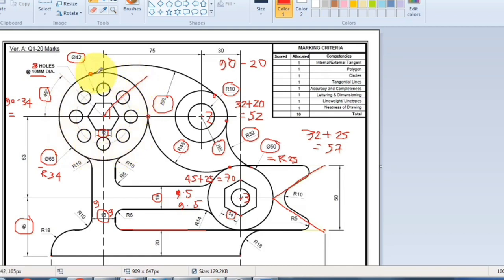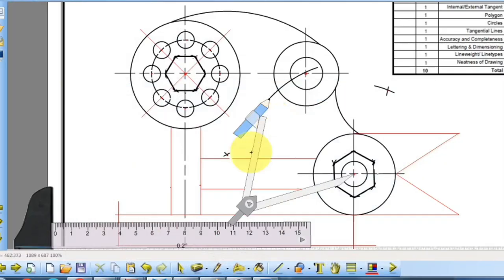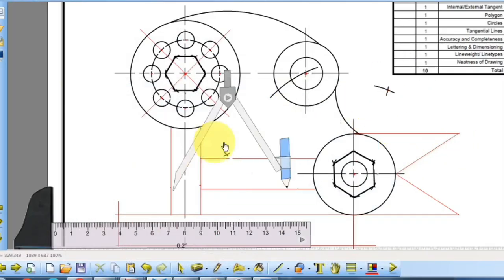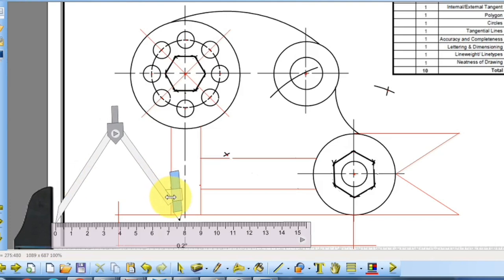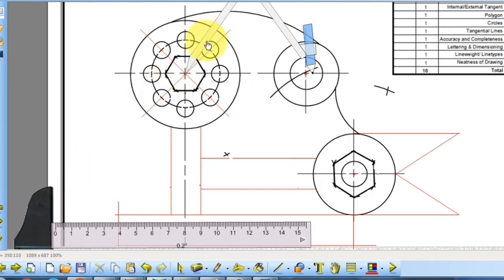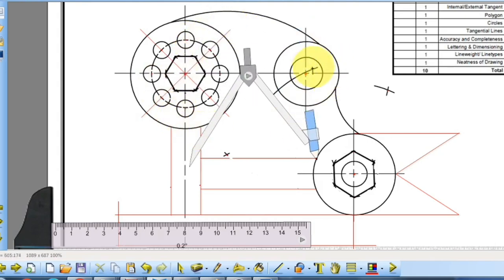Plus this circle, okay? So this is diameter 68, same as 34. So 45 plus 34 is equal to 79, okay? 79. So let's open our compass to radius 79 here. So we're going to just draw a small intersection here. Okay, that's it, 79. And now, this is our center point here.